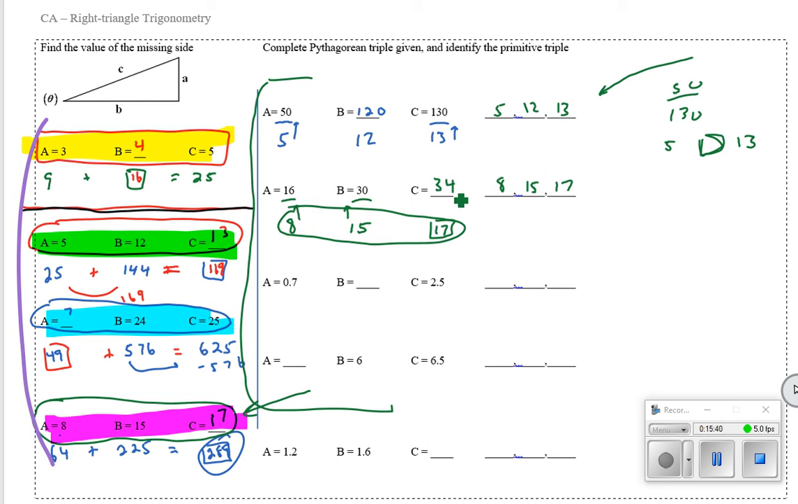Now this next one's harder to see, and I wouldn't give you one like this on a test. But if you recognize these two with a 0.7 and a 2.5, you might say, well, it's just this one divided by 10. It is 7 and 25 divided by 10, so my middle is going to be 24. My base Pythagorean triple is 7, 24, and 25. These are just one decimal in those, divided by 10, so B is going to be 2.4.